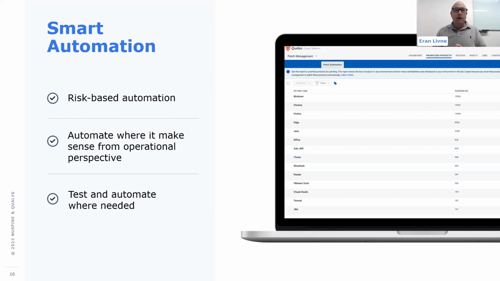Now, I always recommend for the security team and the IT team to sit together, look at those reports, and figure out, based on the reports, which are the third-party applications, the applications that are easiest from the IT perspective.